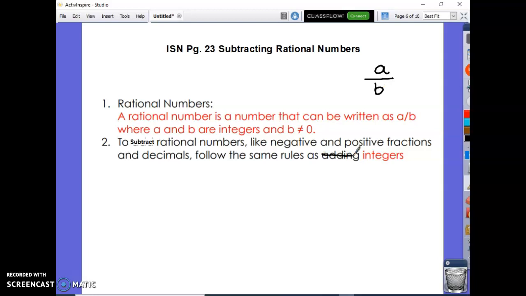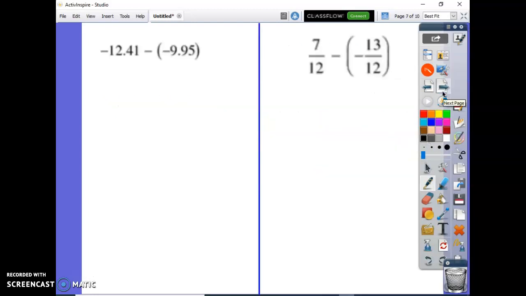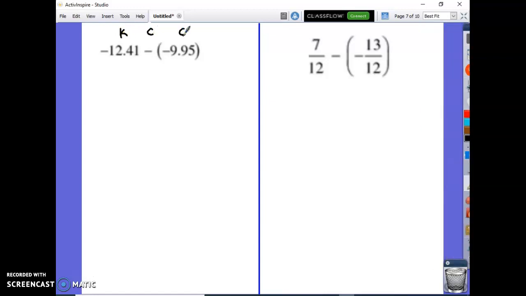We're going to, there we go, subtracting integers. So whenever we subtract integers, the first thing we have to do is change. We keep that first number the same, negative 12.41. Change that subtraction to an addition. Change that negative to a positive 9.95.